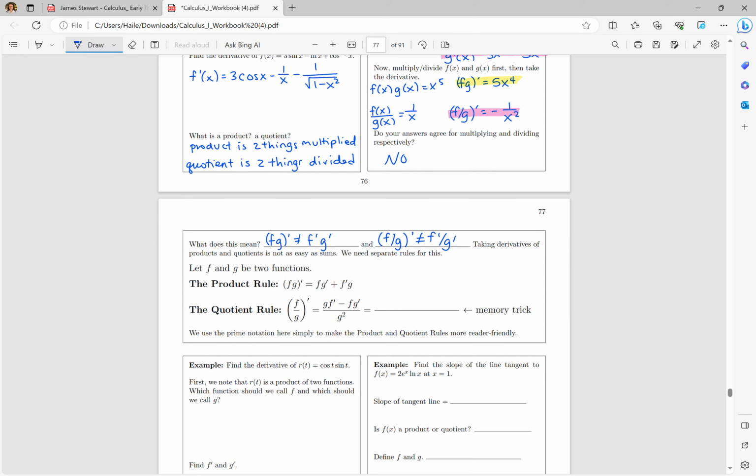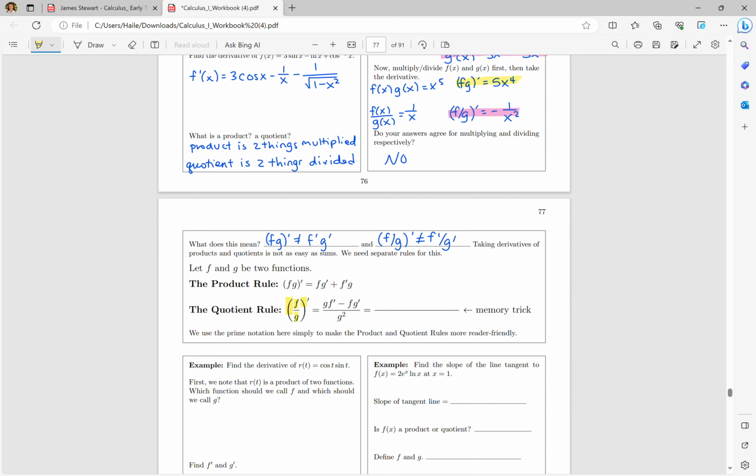So let f and g be two functions. Then the product rule is the following formula. We have the derivative of the product. Oh, I want to do that in yellow. The derivative of a product is equal to the first function times the derivative of the second plus the derivative of the first function times the second. So we normally write this fg prime plus f prime g, assuming that f is the first function, g is the second function. Okay. For quotients, we have what's called the quotient rule.